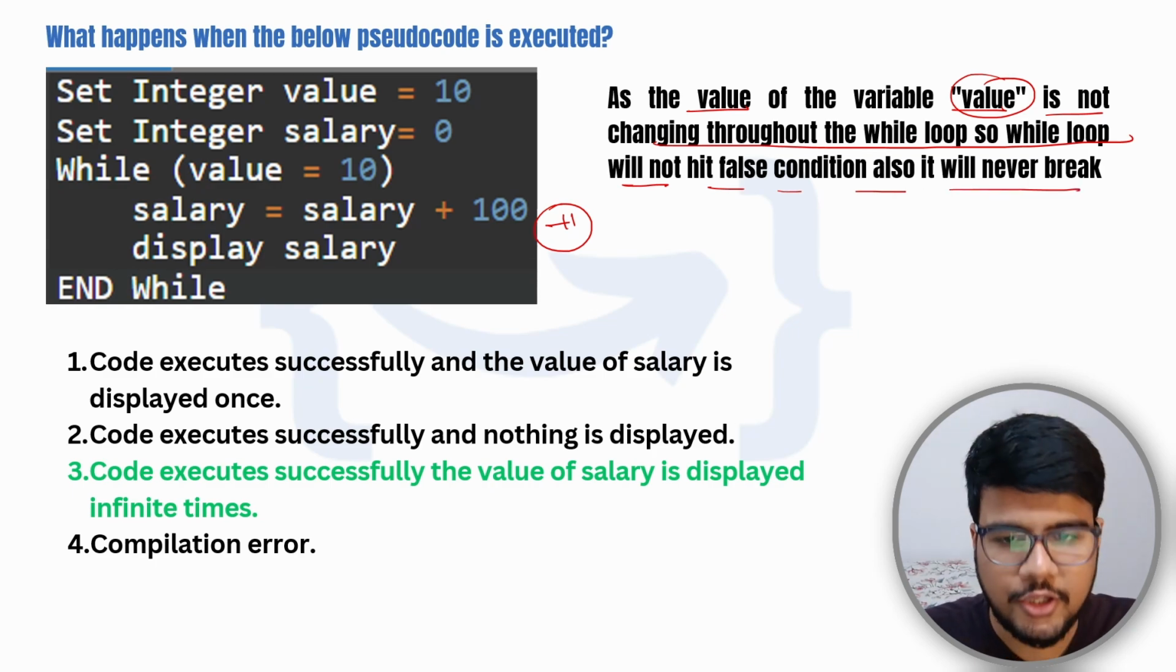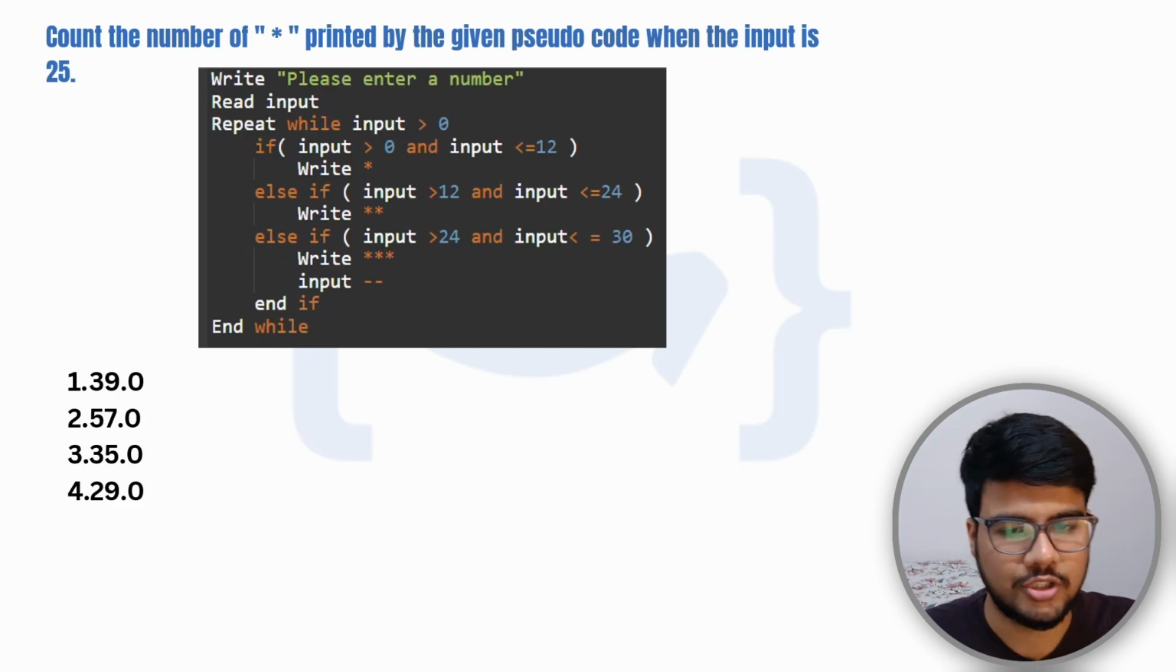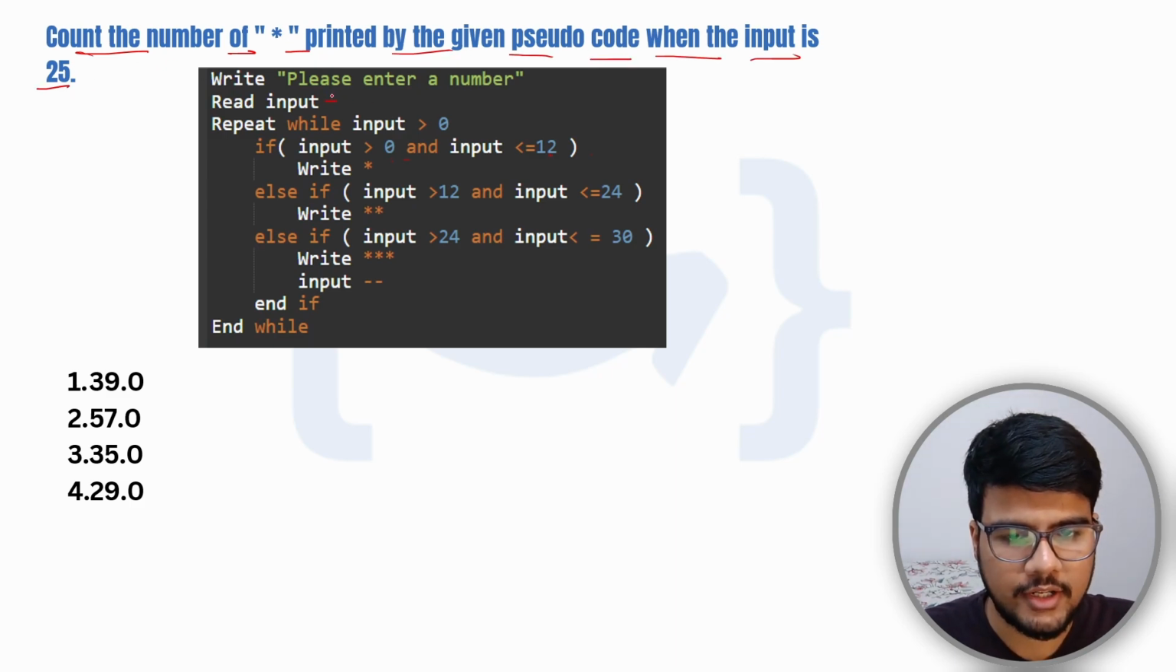So I think you got the intuition behind this particular program, and you might mark this question right. Now let's check out the next problem. Count the number of asterisks printed by the given pseudocode when the input is 25. I got it, input is 25. So 25 is greater than 0. Yes, it is greater than 0.